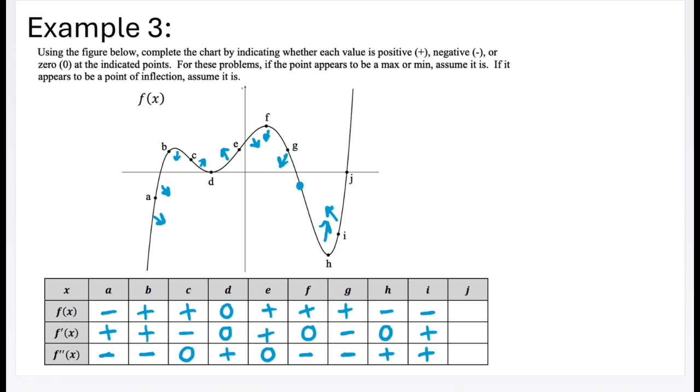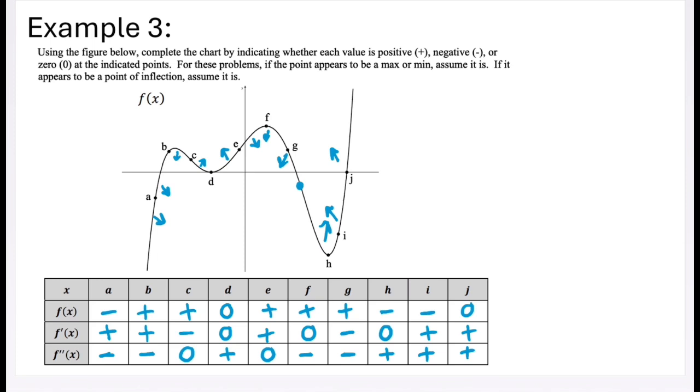Now J. J is the x-intercept, so f of x is going to be 0. It's on an increasing part of the graph, so the first derivative is going to be positive. And then it looks like it's still on that concave up portion, so that second derivative is also going to be positive. So that's kind of how you would analyze the graph and analyze the sign of the first derivative and the second derivative.